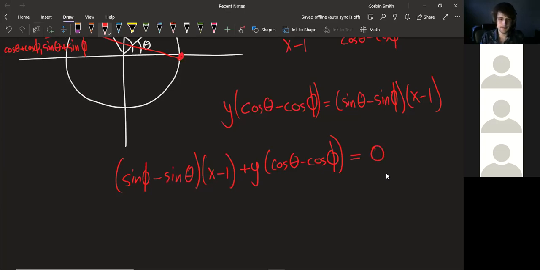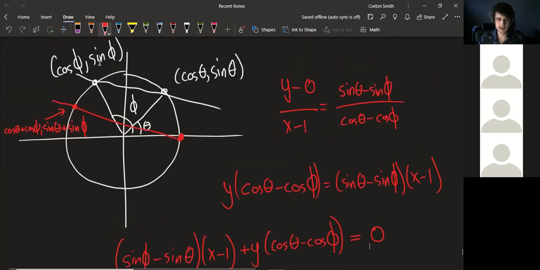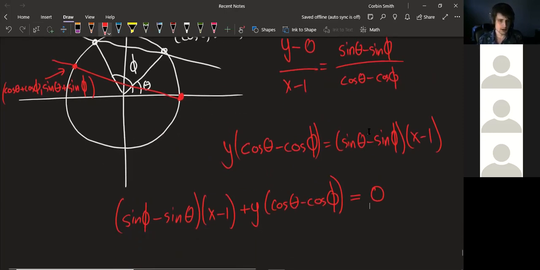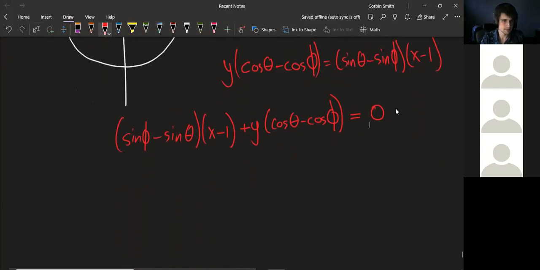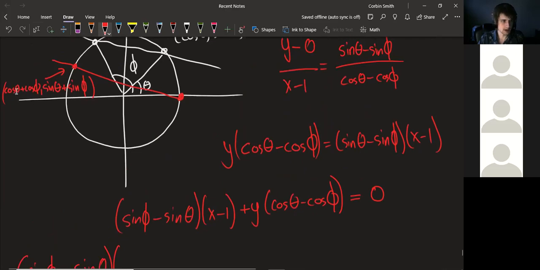And so these two groups are going to be the same group if and only if, when we substitute this point in for x and y, we actually do get 0. That is equivalent to this point lying on this line. So let's do just that. So we're going to have sine phi minus sine theta times, and I wrote this point wrong.